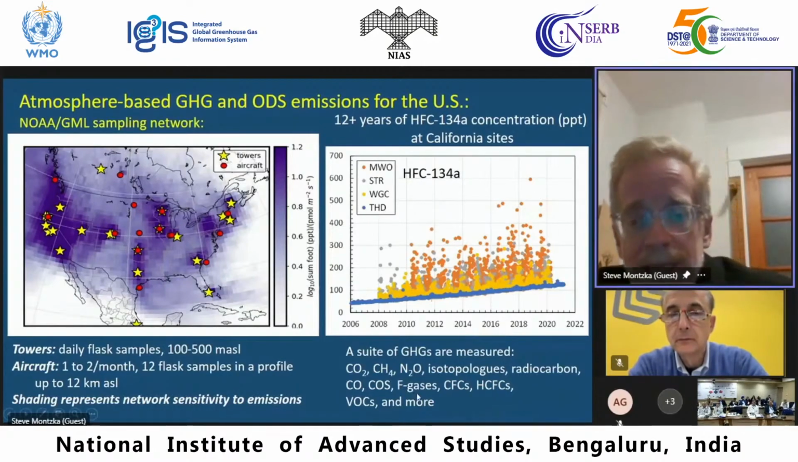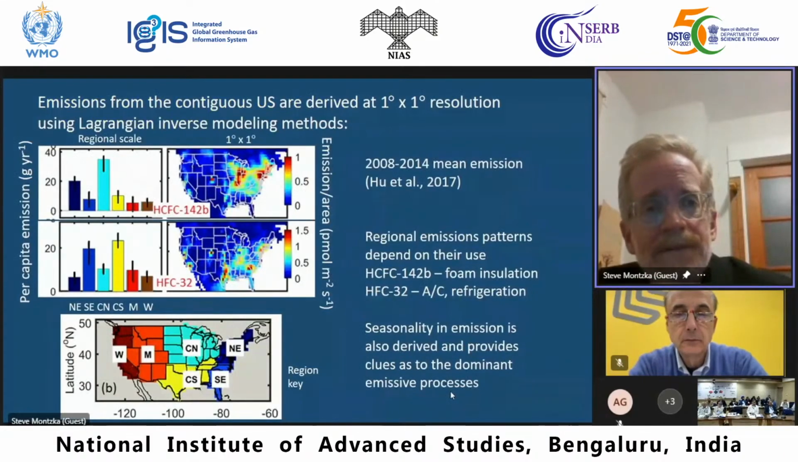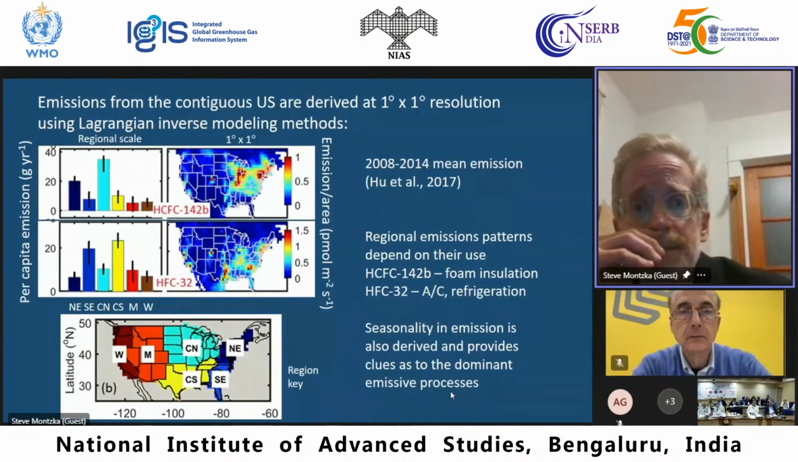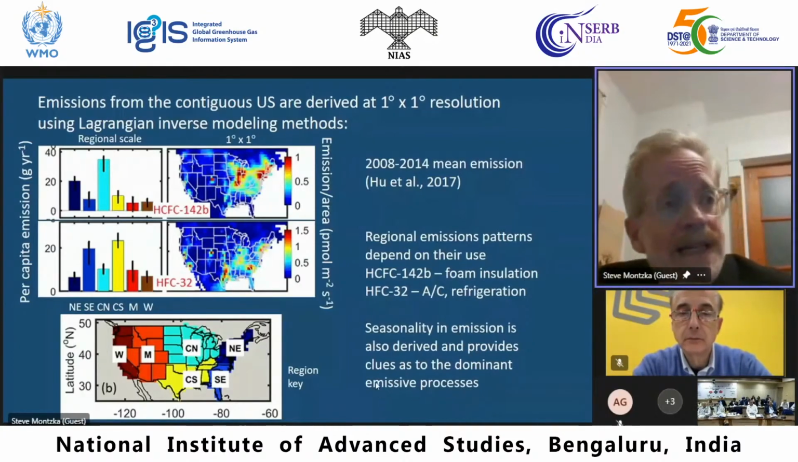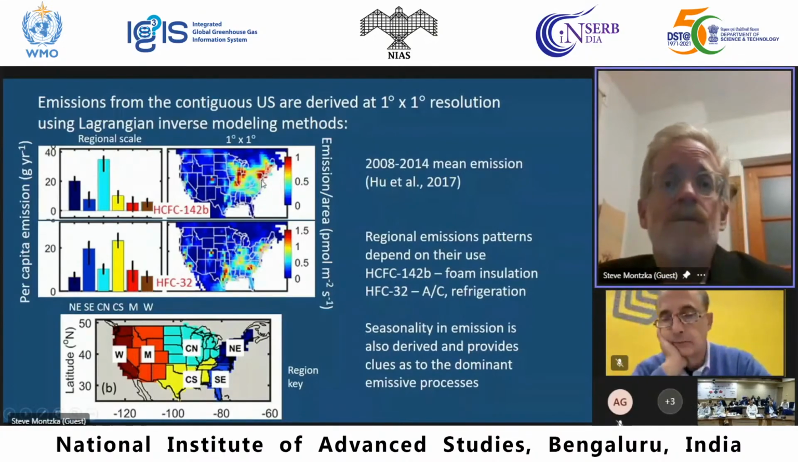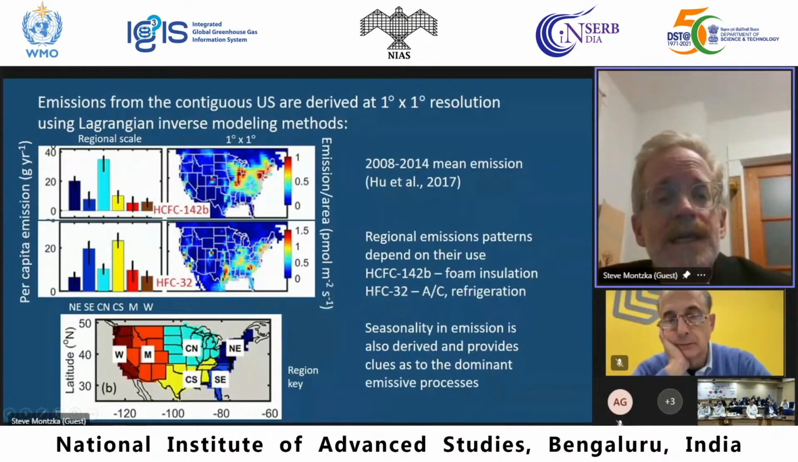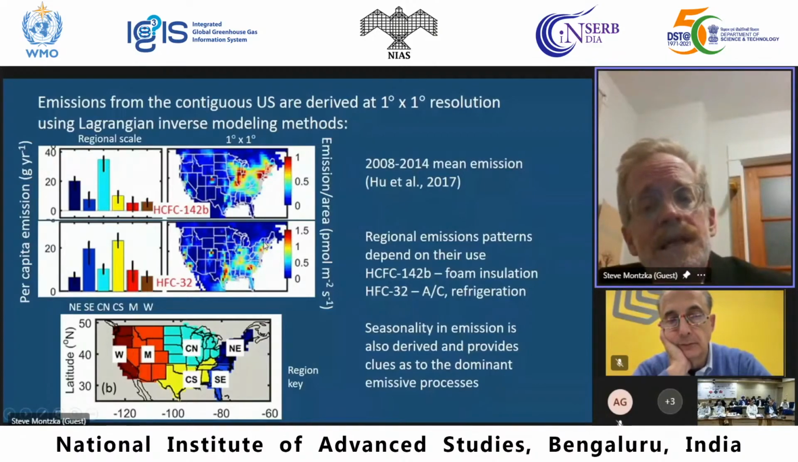Once again, we measure a suite of greenhouse gases, ozone-depleting substances, and others. So we use that enhancement information, combine it with inverse modeling methods using Lagrangian techniques to derive emissions over the U.S. given that sampling network that I showed. We do derive emissions at 1 by 1 degree resolution. You can see these emission maps for two different chemicals, an HCFC and an HFC, over the U.S. and how they have slightly different distributions depending on the use patterns of these different chemicals. They make some sense in that regard.